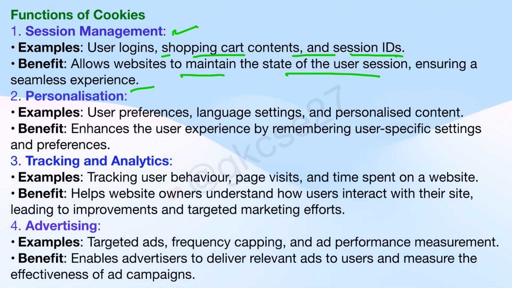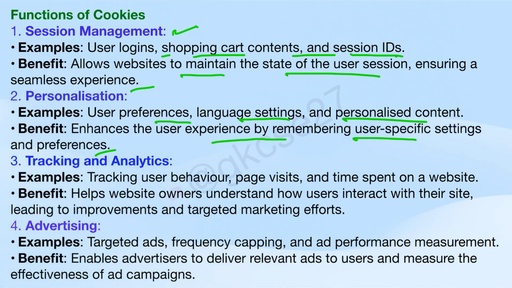Personalization examples: user preferences, language settings and personalized content. So according to your use, you can change your settings through cookies. You can change your language or whatever content you are visiting, what kind of content you should see, this will be personalized by these cookies. Benefits: enhances the user experience by remembering user specific settings and preferences. You see now, whenever you visit some websites, that type of advertisement you see and that type of news also you see on your smartphone. So these are used by cookies.